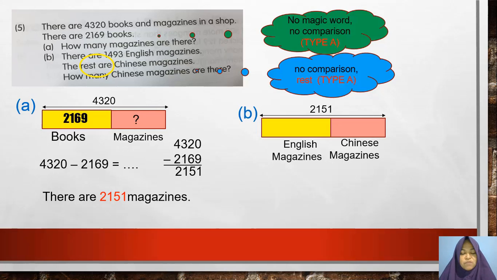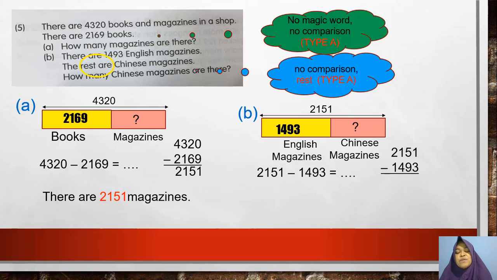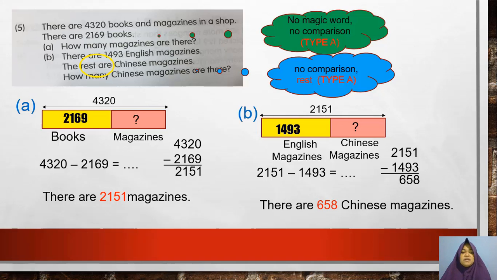2,151. For the English magazines, it will be 1,493. The rest will be for the Chinese. If it is in the small box, it will be subtraction. So 2,151 subtract 1,493 is 658. So there are 658 Chinese magazines.